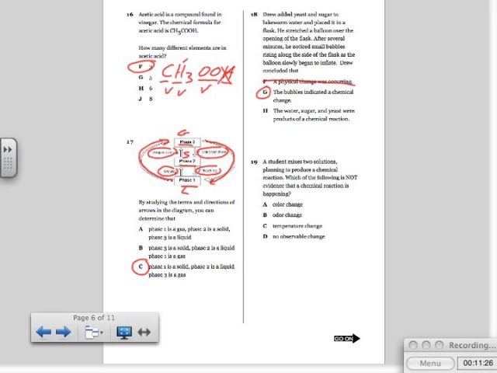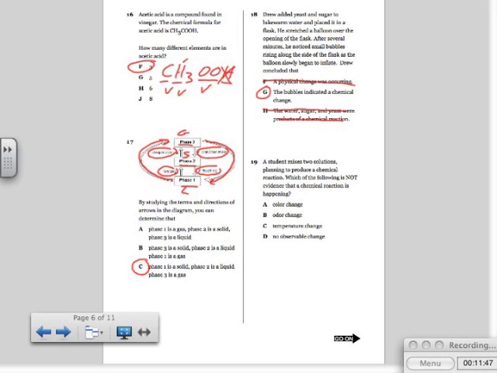That's true. Then finally, H, the water, sugar, and yeast were products of a chemical reaction. Actually, we are looking for a gas as a product. The gas isn't showing up there. Those are really the reactants in the situation. So G is our answer.